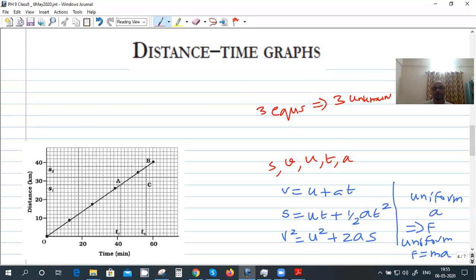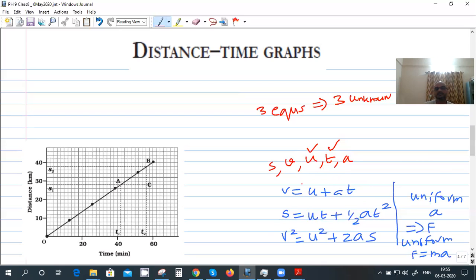Right, so among these five, at least two should be known. Time is an independent quantity, it is known. It has nothing to do with the problem. Time is always running. And the initial velocity is sort of an initial condition, which should be known. So these two quantities will be given.